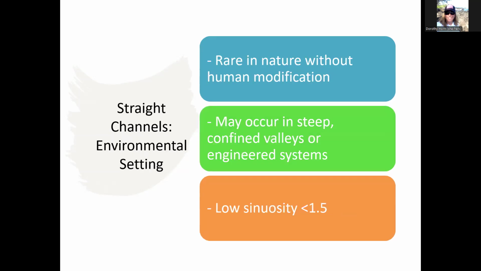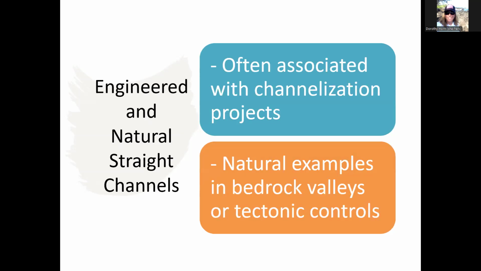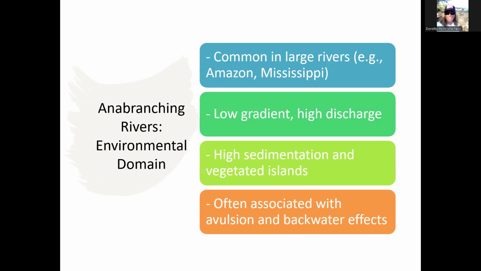And then of course, straight channels, right? They don't really happen. It's really, really rare that you'll see this, and it's because it's an engineered system. The LA River is a great example. It's a huge channelization project. The only time you'll see natural channels is possibly because of tectonic movement and controls, but I can't even think of one offhand that's a natural straight channel.